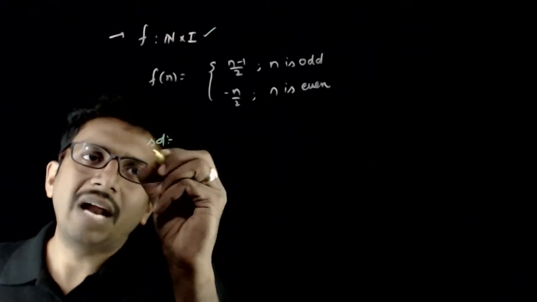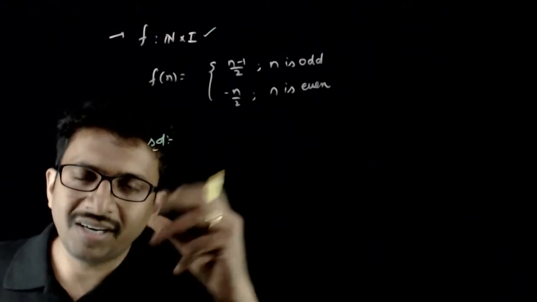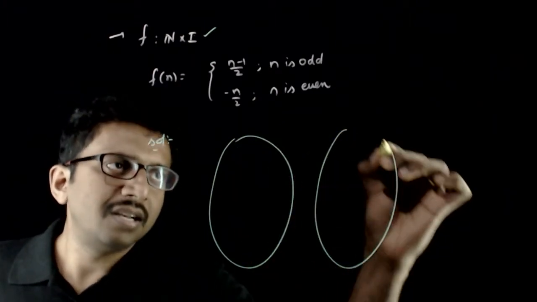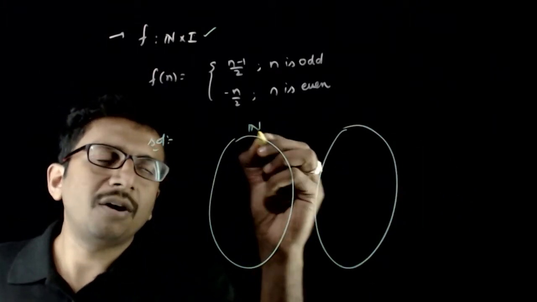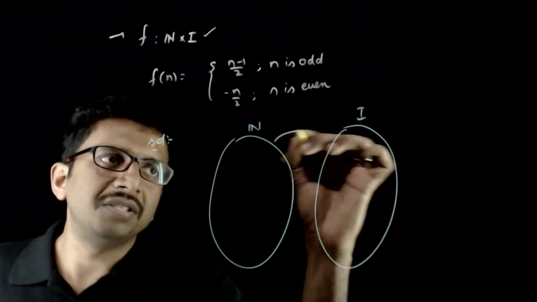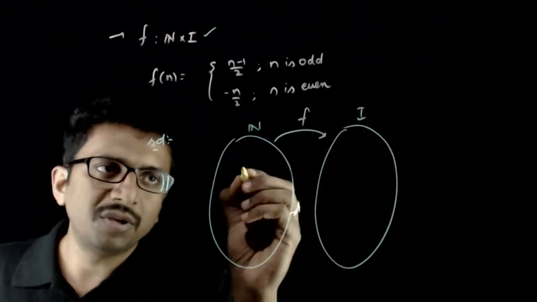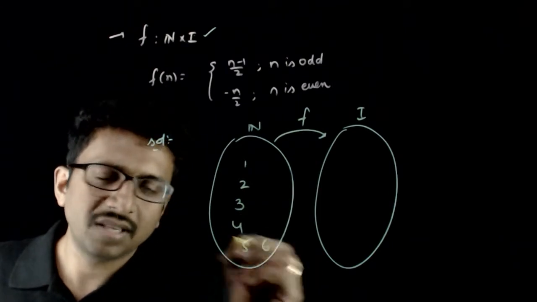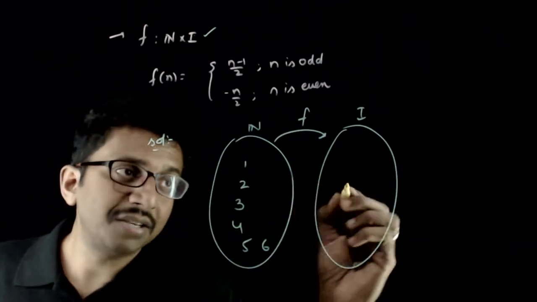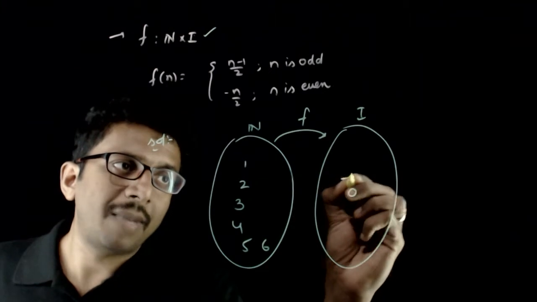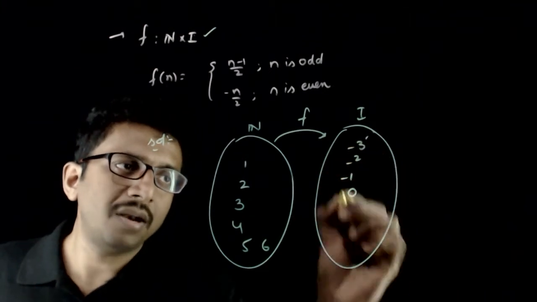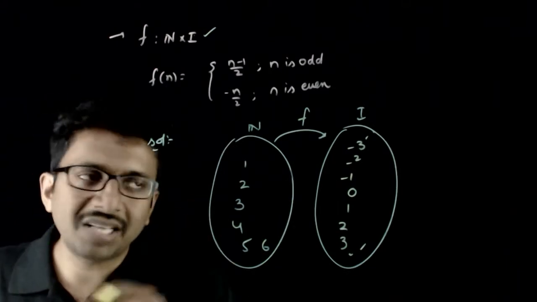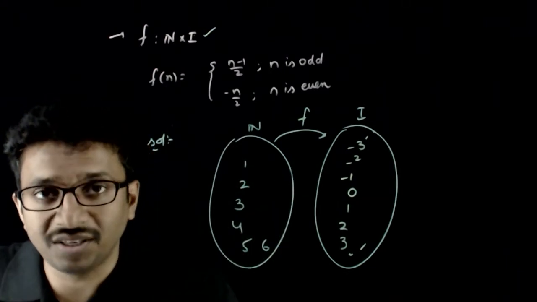So let us try to plot this function in a diagrammatic way. This function is defined from the set of natural numbers to the set of integers, right? F means you have numbers 1, 2, 3, 4, 5, 6, and so on. And in the second set you have 0, 1, minus 1, minus 2, minus 3, 1, 2, 3, and so on. The first set is the set of natural numbers and the second set is the set of integers.